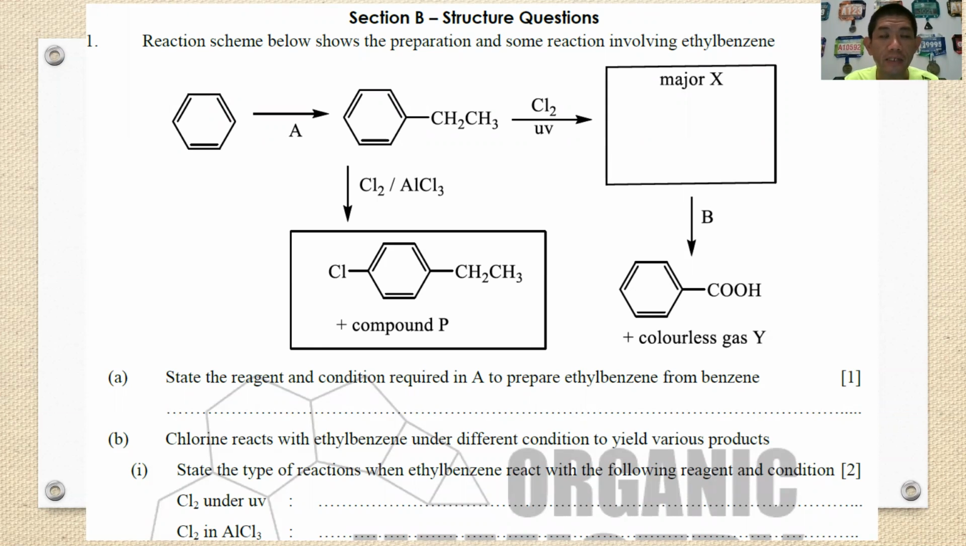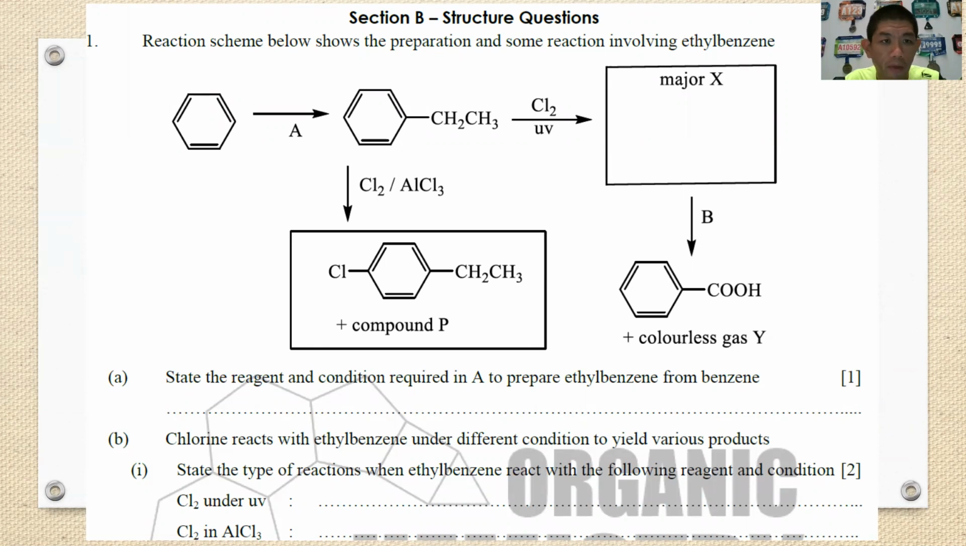Yesterday we discussed chapter 3, which is about aromatic compounds, for section A, which is the objective section. We are going to continue with section B, which is the structure questions for chapter 3. So without hesitation, let's begin our lesson. Let's have a look at the questions.